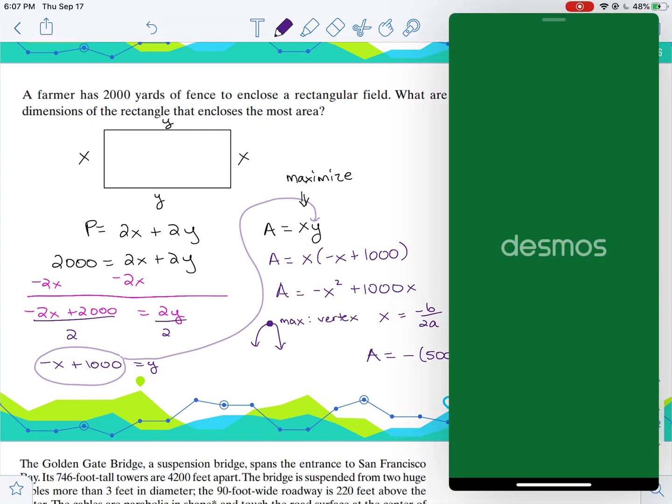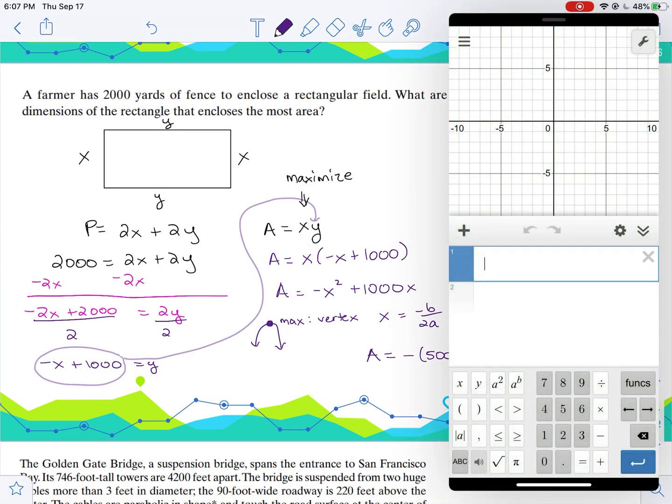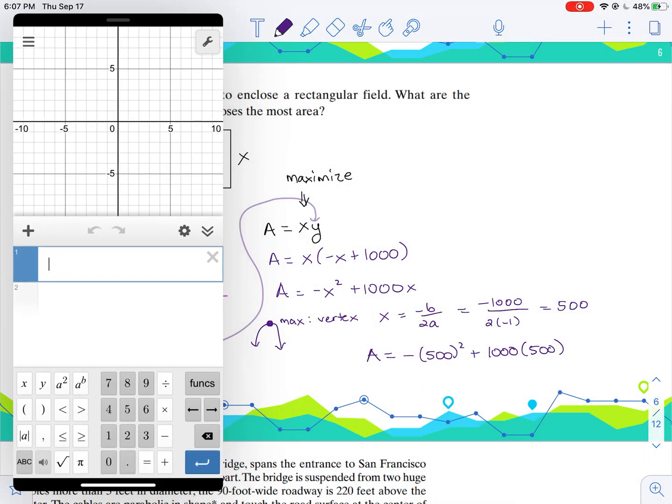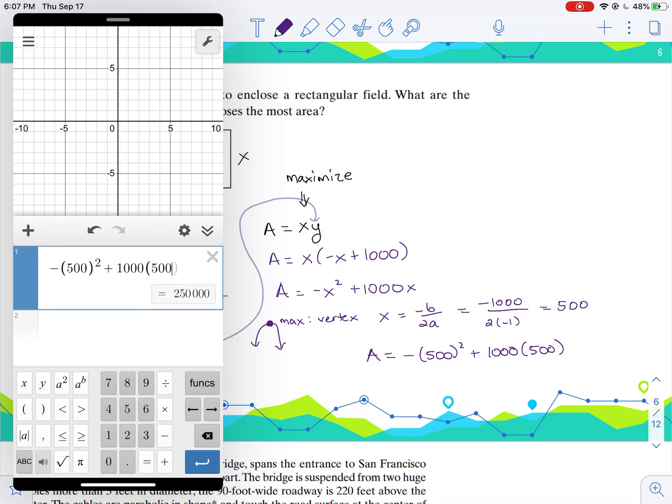So if I do this, I'm going to go on Desmos and calculate this. I'm going to take negative and then 500 squared and then plus 1,000 times 500. And I get 250,000. So the maximum area that the farmer could enclose using 2,000 yards of fencing is 250,000 square yards.